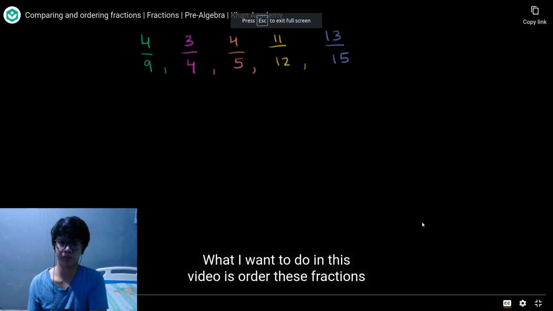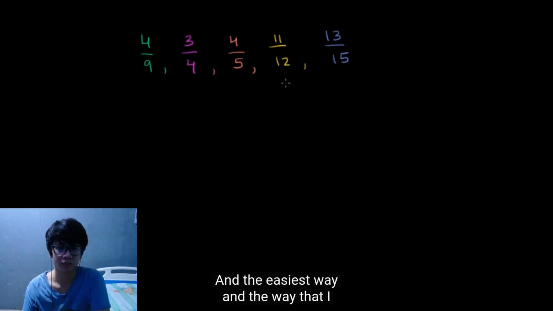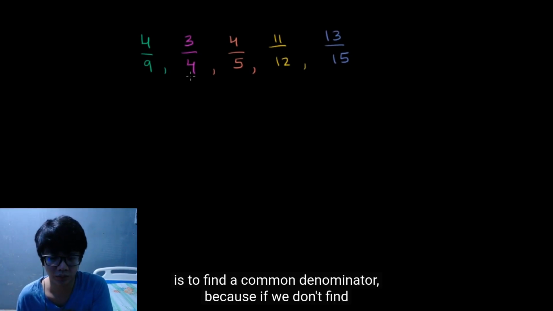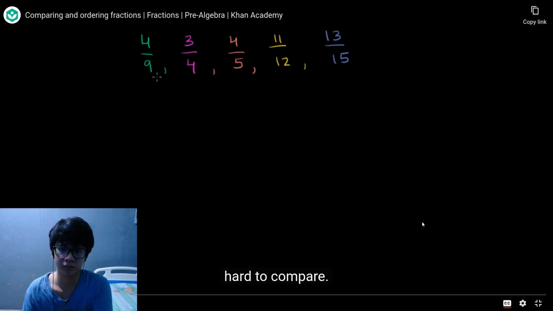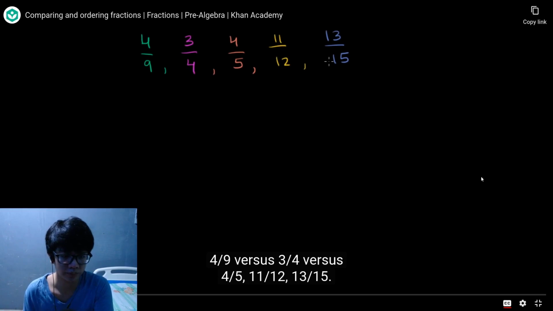What I want to do in this video is order these fractions from least to greatest. And the easiest way, and the way that I think we'll for sure get the right answer here, is to find a common denominator. Because if we don't find a common denominator, these fractions are really hard to compare. 4 ninths versus 3 fourths versus 4 fifths, 11 twelfths, 13 fifteenths.